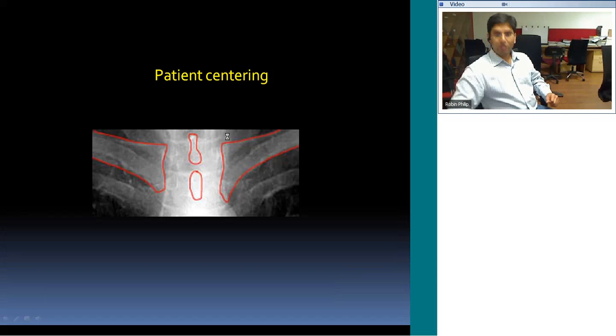Next comes the same thing in a diagrammatic representation. Those are the transverse processes, the spinous process, and this is the medial end of the clavicle. They should be equidistant. This distance should be the same. Then you get the accurate centering.